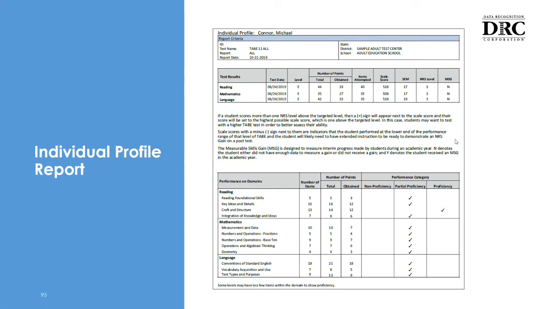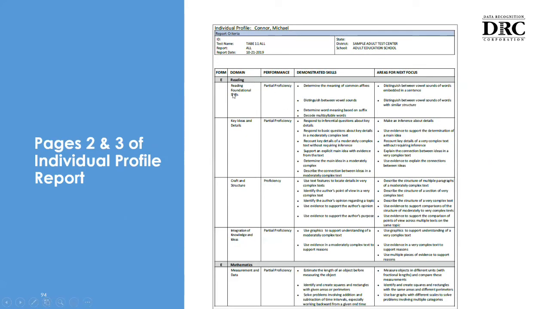The second page of the report now shows us, again, the left-hand side from the blueprint, the reading foundational skills, key ideas, and details, but it also tells us our demonstrated skills in our areas of next focus. These are our strengths and our weaknesses. We do want to watch out on the performance category, because when we get down to that one that says the proficiency is full proficiency, technically I don't have any weaknesses. I did very well on that section, but I did very well at level E of the test. So my areas of next focus are level M skills.